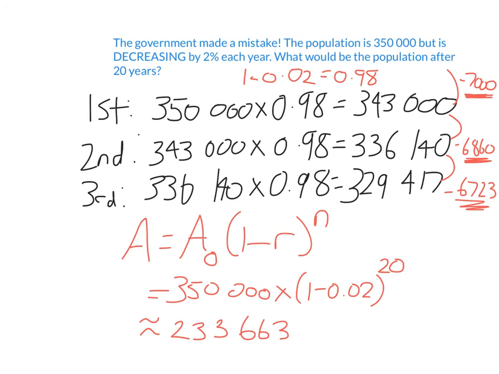So make sure you understand the small difference between the formula for exponential growth and decay. Remember, exponential growth is when something is increasing at an increasing rate, and exponential decay when it's decreasing at a decreasing rate.